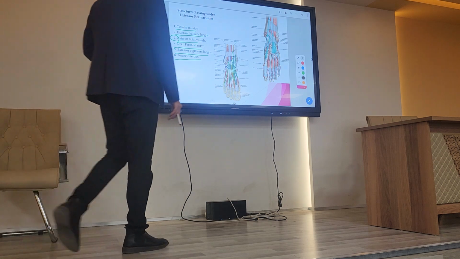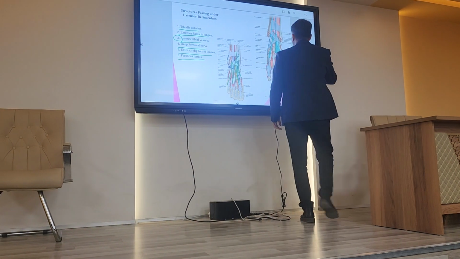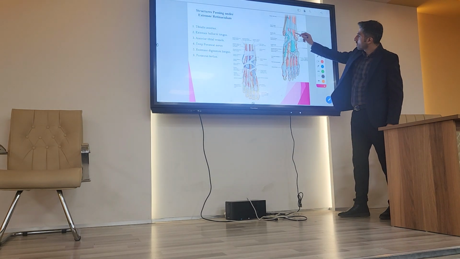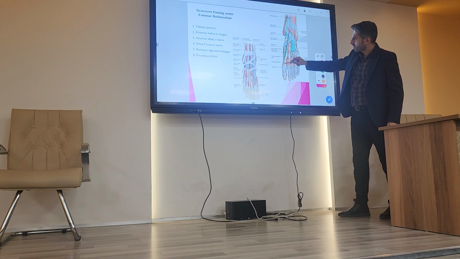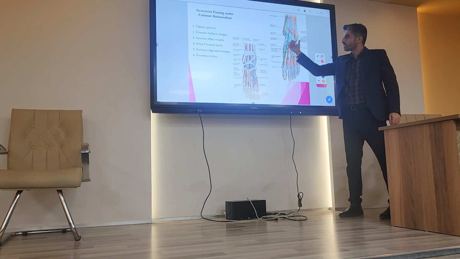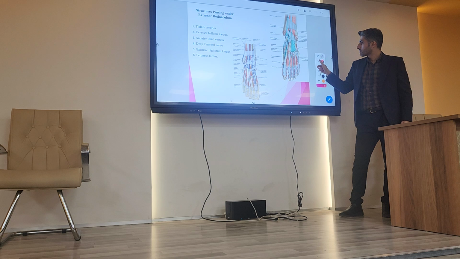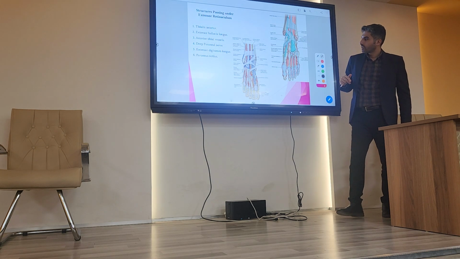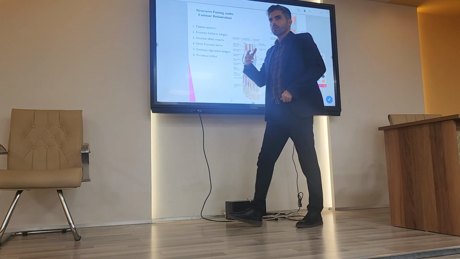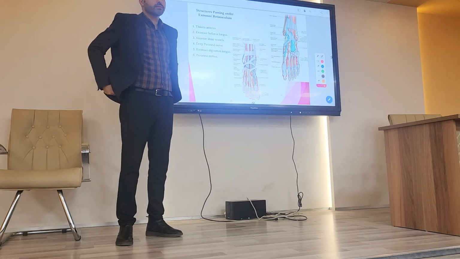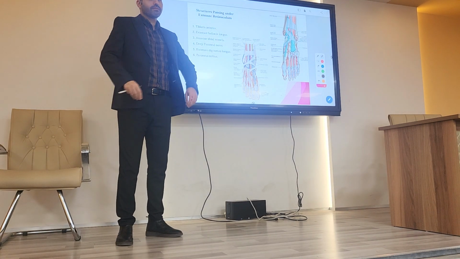No. How is it possible? This is extensor hallucis longus. This is artery. So artery is lateral. One muscle, artery, nerve, then two muscles. No, two muscles, then artery, then nerve. So why is it important? The location is related to the place of insertion.